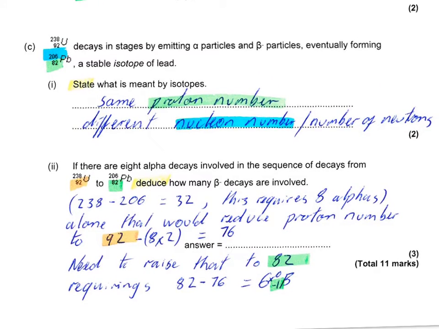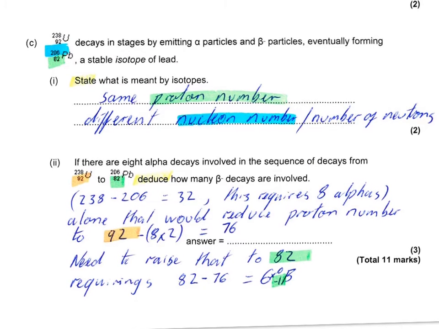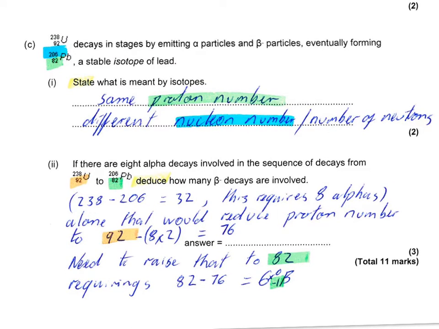Finally, we're given that this uranium-238 decays in stages by emitting alpha particles and beta minus particles, eventually forming 206-82 lead, which is a stable isotope of lead. First of all, state what is meant by isotopes. Always the same proton number for isotopes, but different nucleon numbers or different numbers of neutrons.